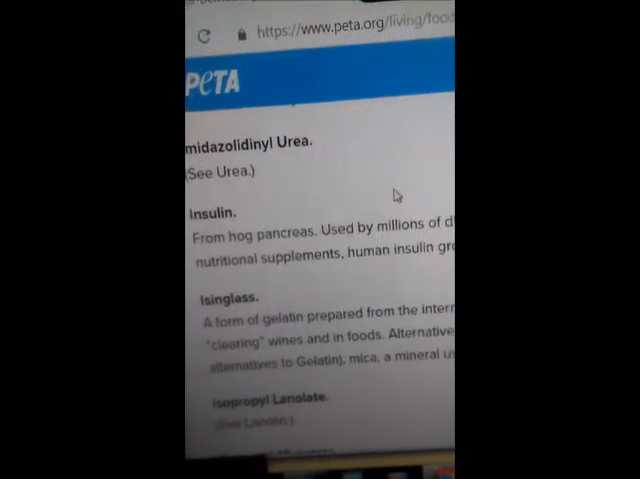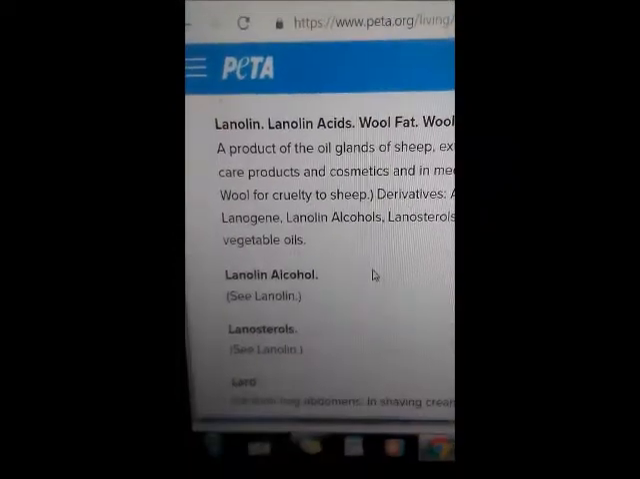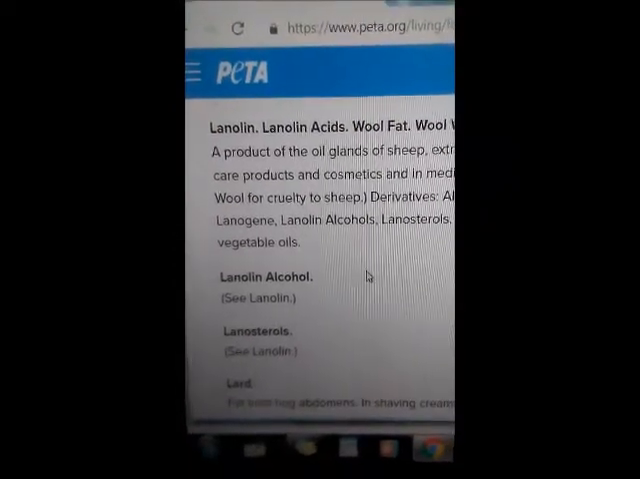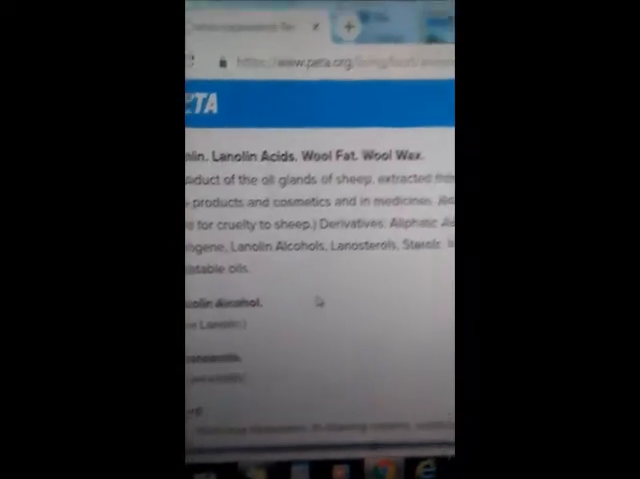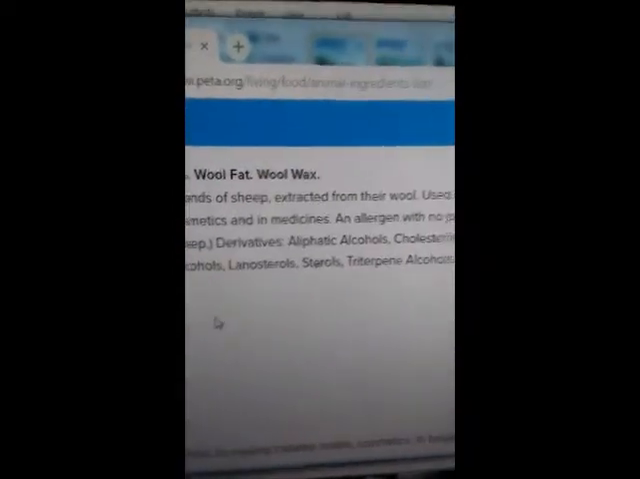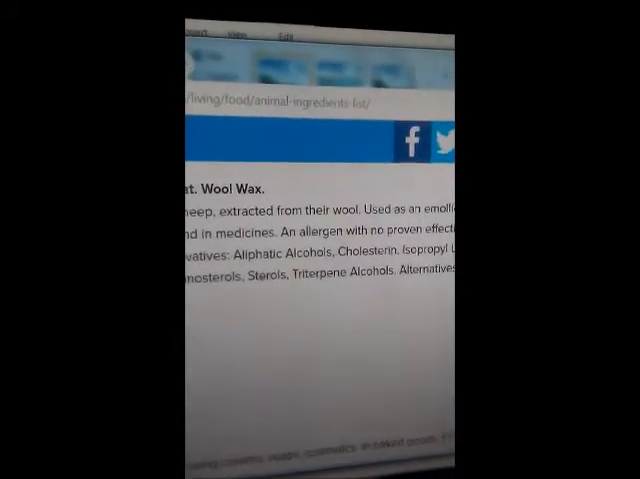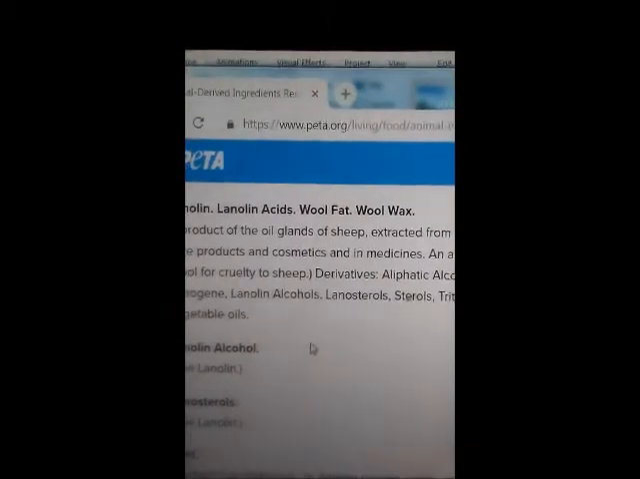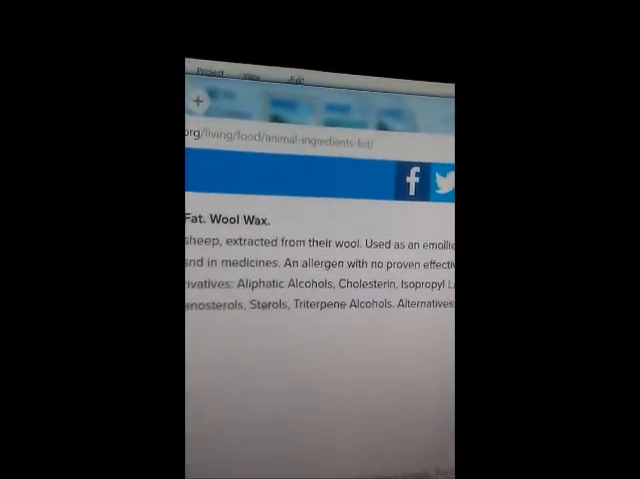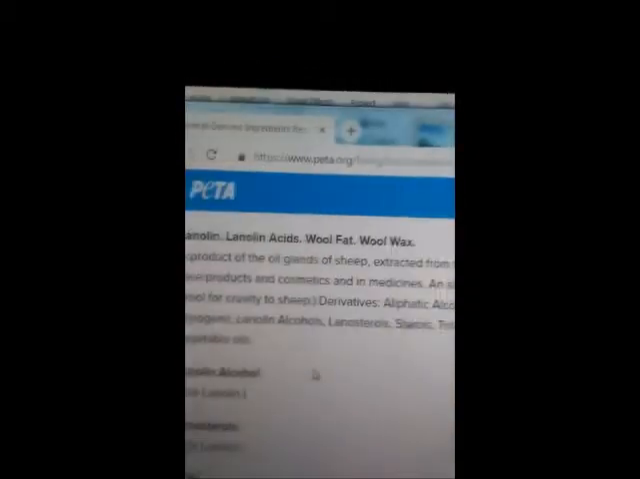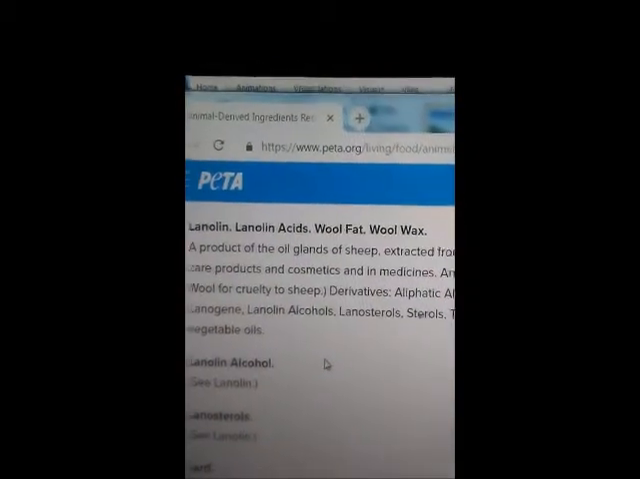Injecting that. Then it's like lanolin acids, wool fat, wool wax, a product of the oil glands of sheep extracted from the wool, used as an emollient in many skin care products and cosmetics and in medicines. An allergen with no proven effectiveness. Okay, so it says see wool for cruelty to sheep.